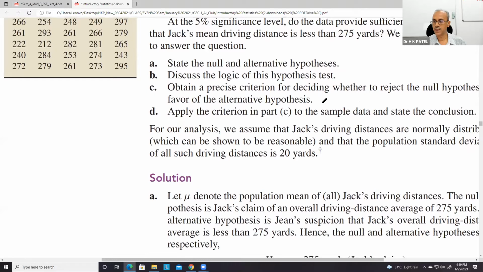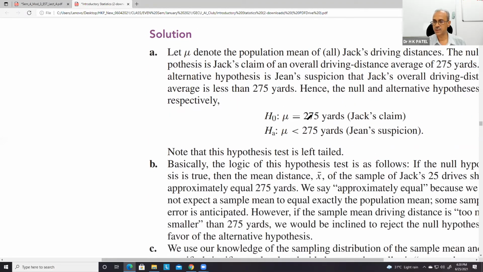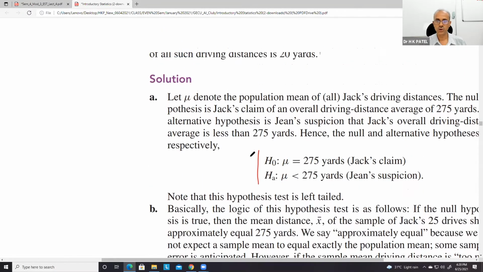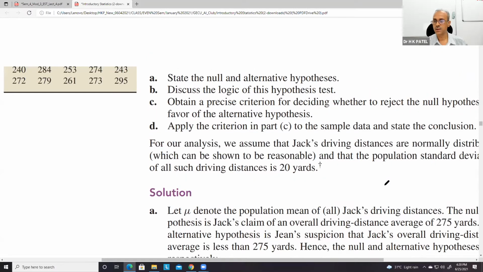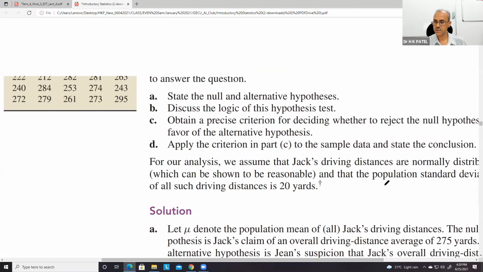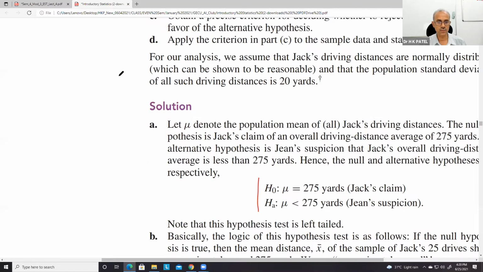have alternate and null hypothesis. So this is Jack's claim actually, that his average drive is 275 yards, but Jean suspects that it may be less than 275. Okay, so what we have, n is equal to 25. Okay, and the x bar we can calculate from these 25 numbers.